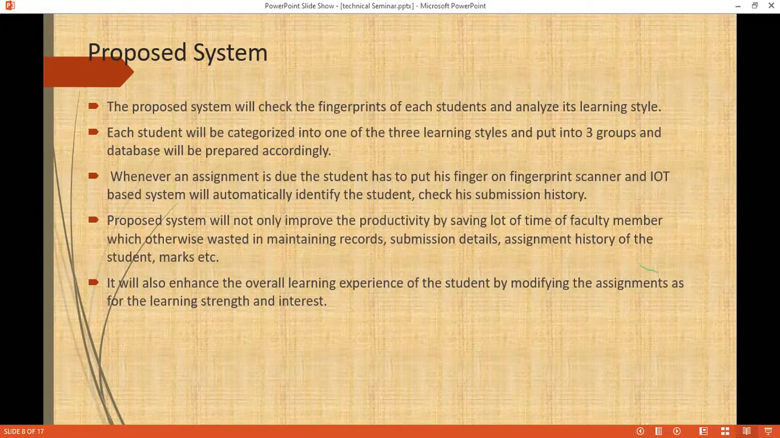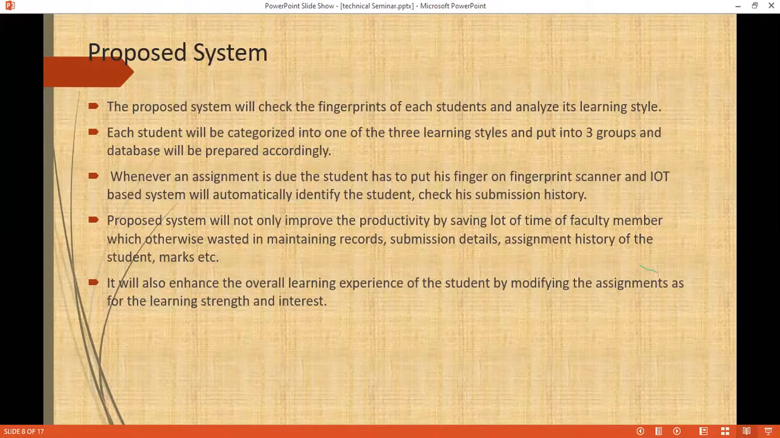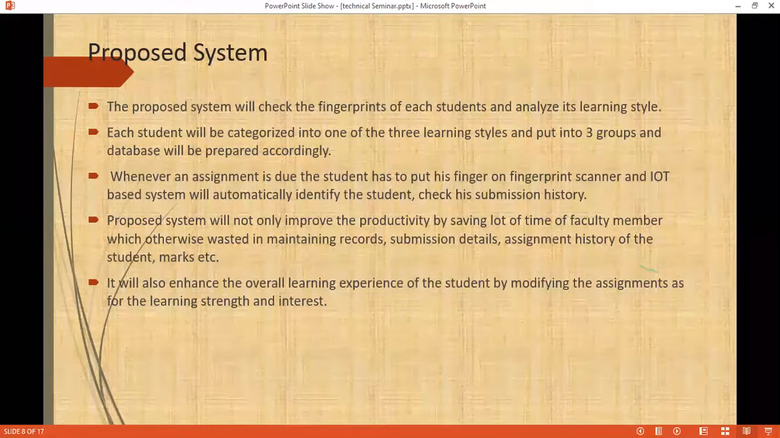If it is due, again the teacher has to reassign the assignment. Next, the proposed system will improve productivity by saving a lot of time of the faculty member, and they don't need to manually maintain records or submission details. It will automatically maintain the records, the submission details, history, everything.